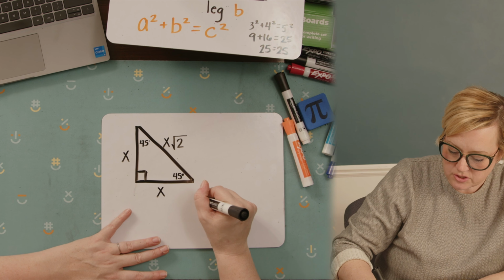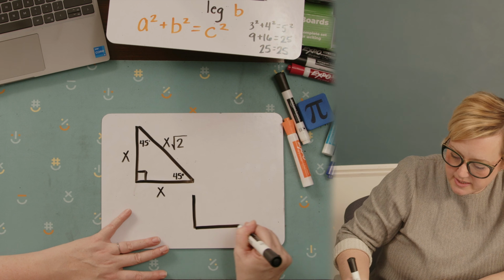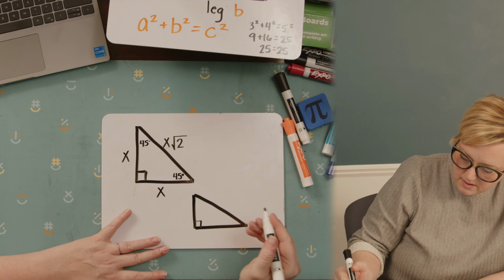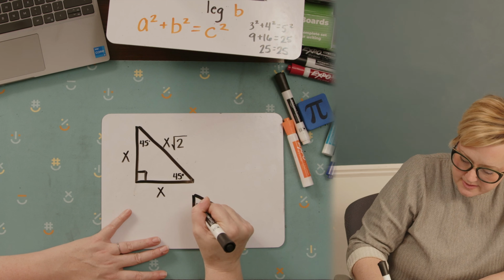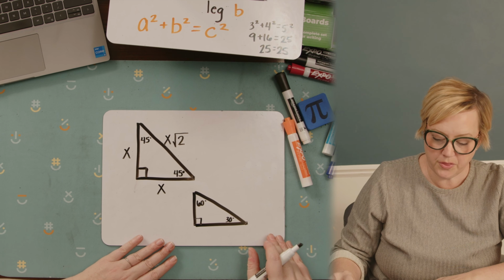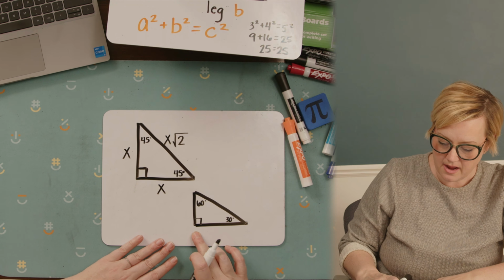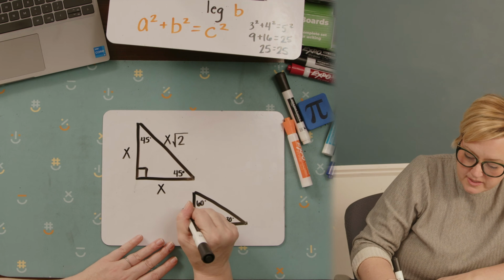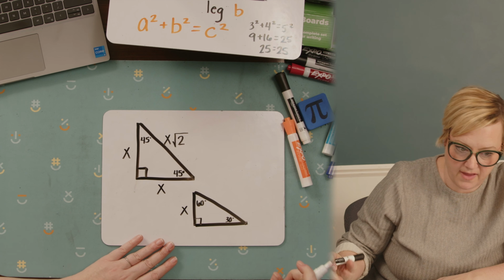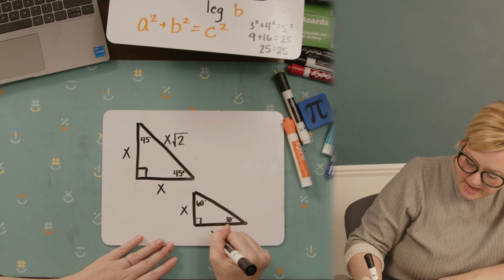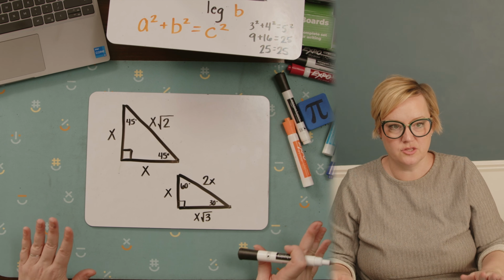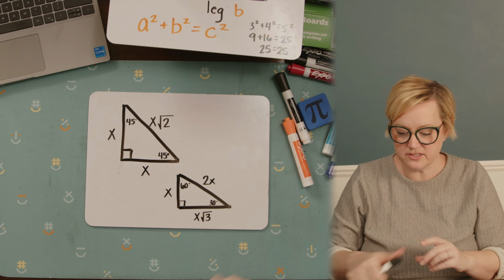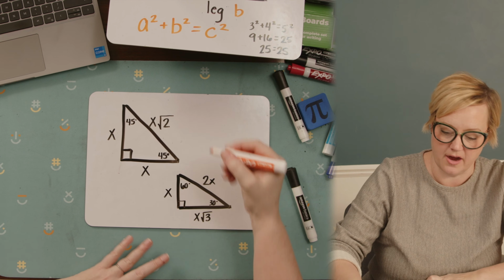There's another special right triangle, which is 30, 60, 90. So this side is 30 and this side is 60. So 30, 60, 90. Across from the 30, this is where you would have your side length of X. Down here, it's X root 3. And then along here would be 2X. That's the relationship here between these special right triangles.